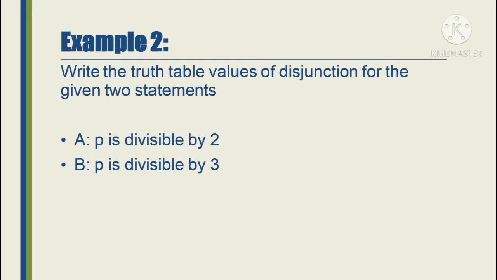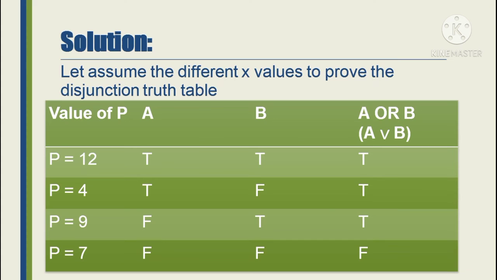Next example. Write the truth table of disjunction for the given two statements. So, yung condition A natin, P is divisible by 2. And condition B is P is divisible by 3. So, divisible by 3, ano? Okay. So, let us make a truth table for this condition. Let's assume different x values to prove the disjunction truth table.